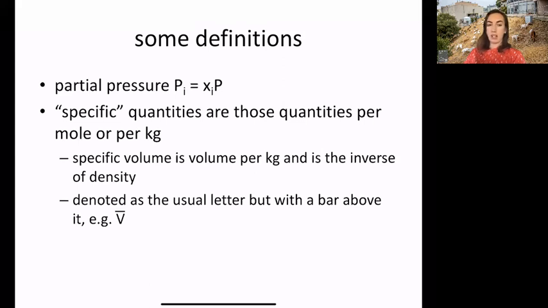And we denote that as the normal letter with a bar on top of it. It's really convenient. It comes up a lot using ideal gas if you don't want to carry that n around. The ideal gas law just becomes P V bar equals RT. So that can just make life a little bit easier, and it comes up a lot with our PV diagrams.